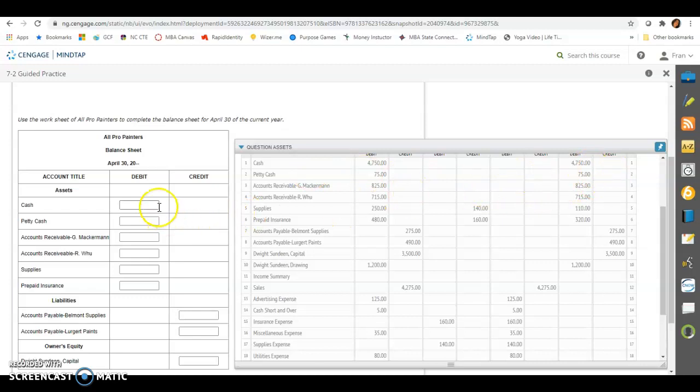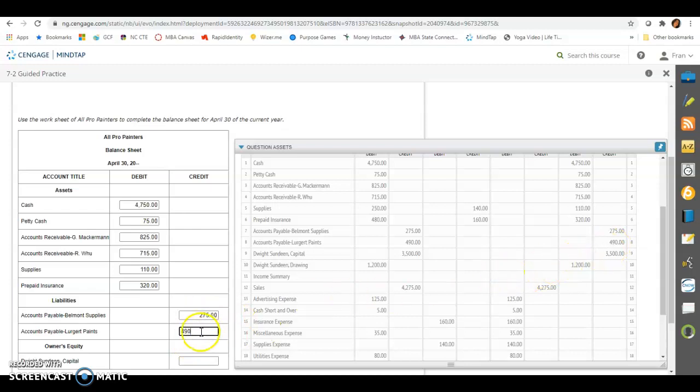This is very similar to what we did in 7-1 as far as we're going to bring all the balance sheet totals over, so the end of the month totals, that is. So we have cash 4,750, 75 for the petty cash, 825, 715, 110, 320. Then we have the liabilities, which is a whole different category, 275 and 490.